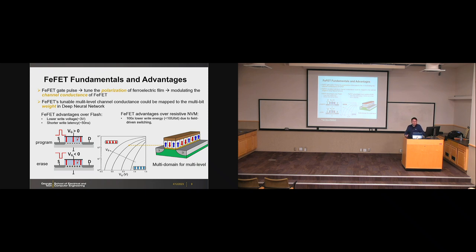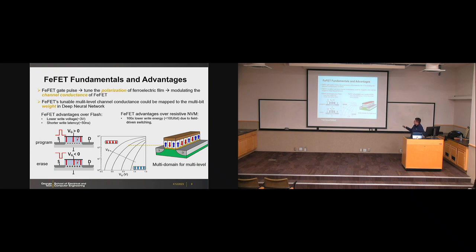So if you look at the advantages of the FeFET over commercial, let's say the charge trap or the floating gate based flash memory, they have a very similar principle by tuning the threshold voltage. However, here the programming voltage, the write voltage, is about 3 volts, which is much less than charge trap over 10 volts. And also the programming speed could be as little as 50 nanoseconds compared to tens of microseconds in the flash.